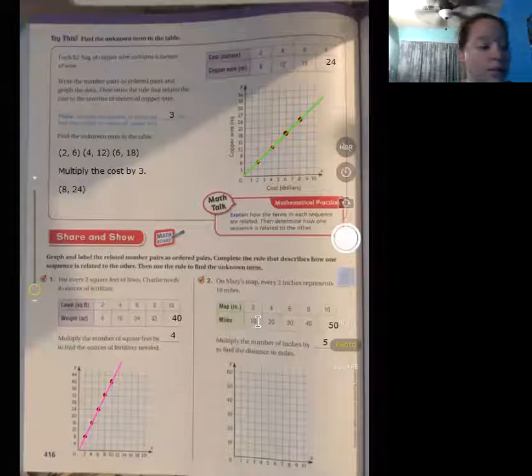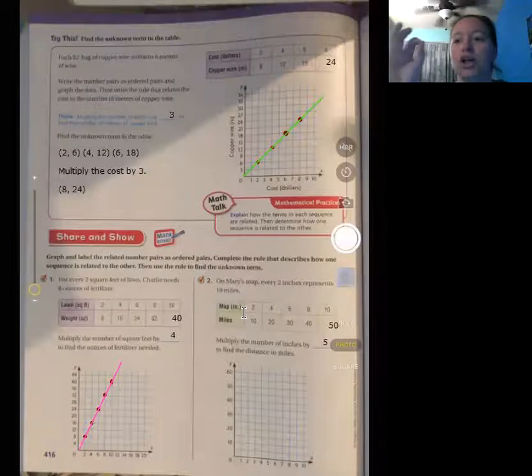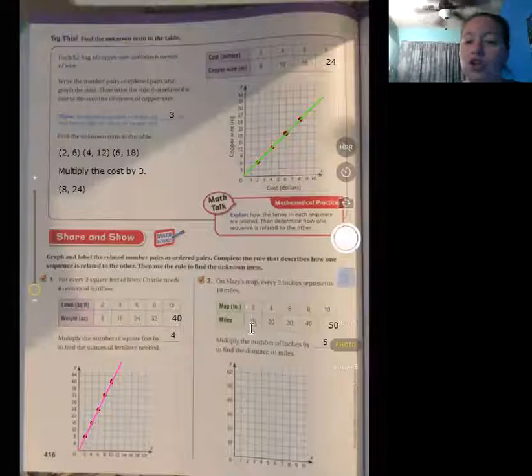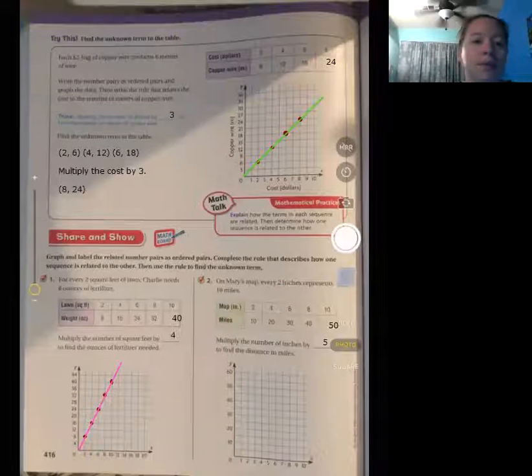Okay. Now we need to graph these. Remember, top number goes with bottom number. That's how we get our points. So I have points 2, 10, 4, 20, 6, 30, 8, 40, 10, 50. Now I need to put in my dots.